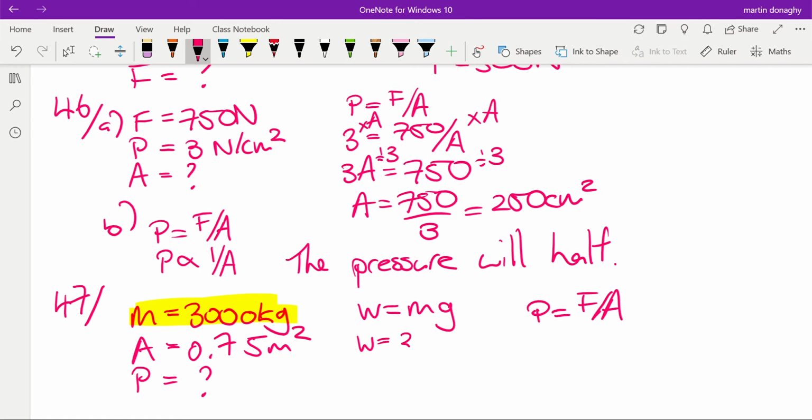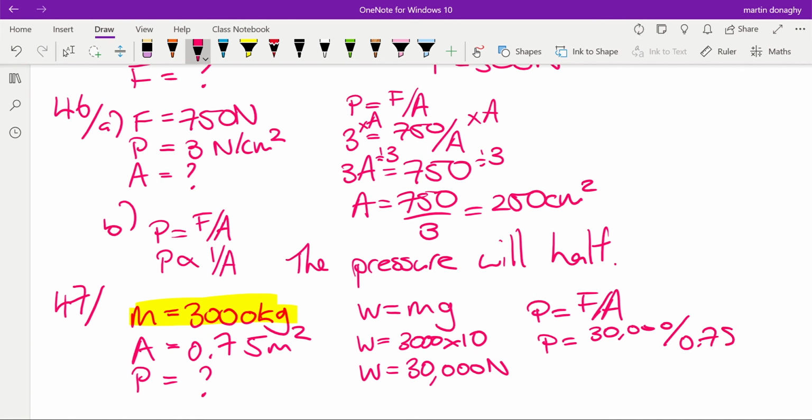So weight is 3,000 times gravity. We're assuming this tractor's on Earth, so gravity will be 10, which means the weight is actually 30,000 newtons. We can then use P equals F, 30,000, divided by the area, 0.75, which will give you a total pressure of, pretty sure it's 40,000, but we'll just check. And it is 40,000. And it was newtons divided by meters squared, so we could write pascals there as well. Okay.